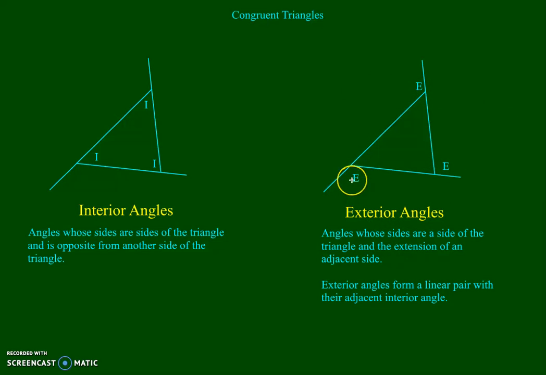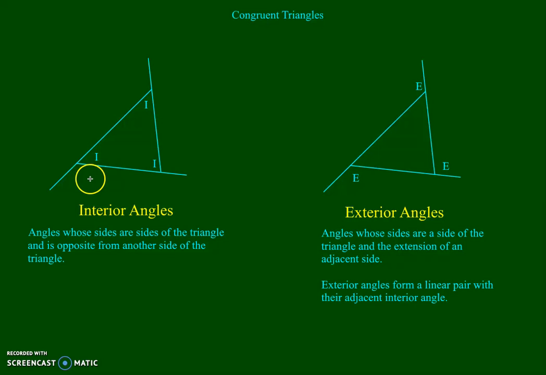Also note that an exterior angle forms a linear pair with its adjacent interior angle. So the interior and exterior angle pair is always going to be a linear pair. That's going to be an important distinction as we move forward.